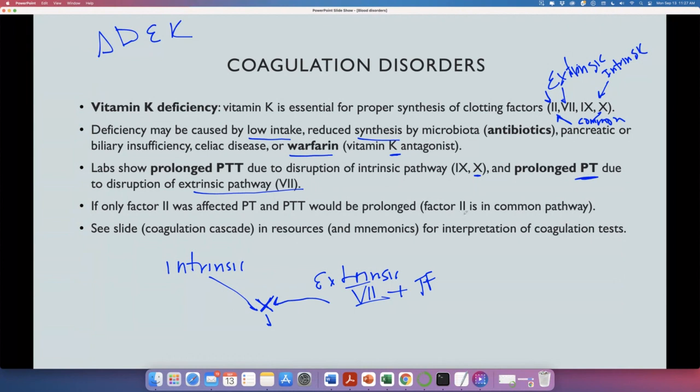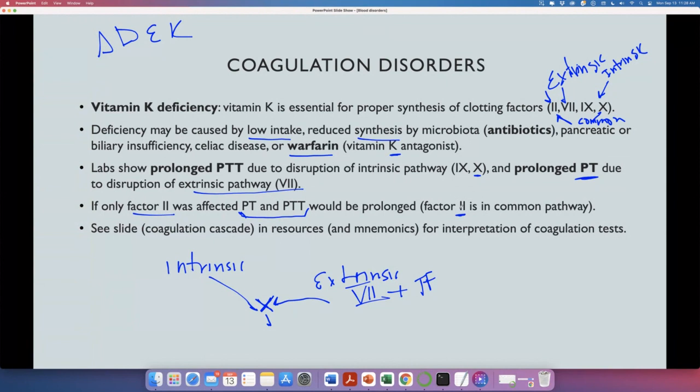And factor 2 is in the common pathway. Now, notice that. Simply affecting factor 2, both PT and PTT would be prolonged, no matter how the other ones are. But typically we don't have a factor 2 deficiency.